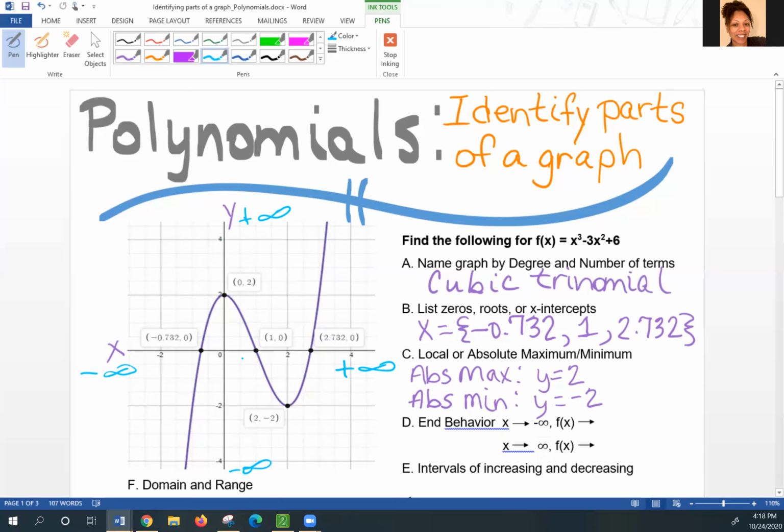As x is approaching negative infinity, what's going on with my graph when it comes to y? Again, y means up and down. My graph is going down towards negative infinity. So that's what goes here. And then you ask, what happens when x is approaching positive infinity? What's going on with my graph in terms of y? My graph is going up towards positive infinity. So that's what it means when it's asking about end behavior.